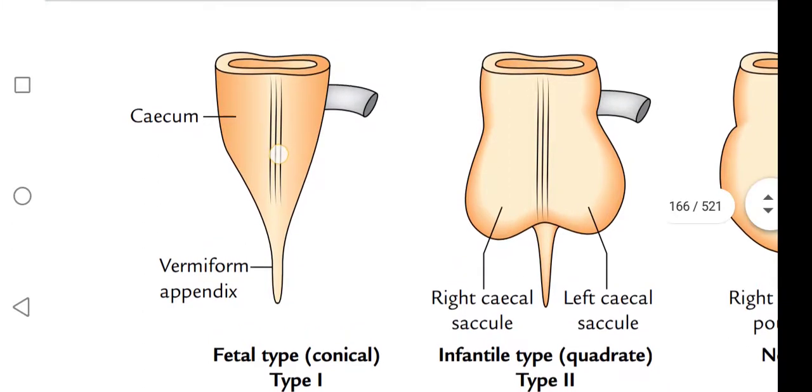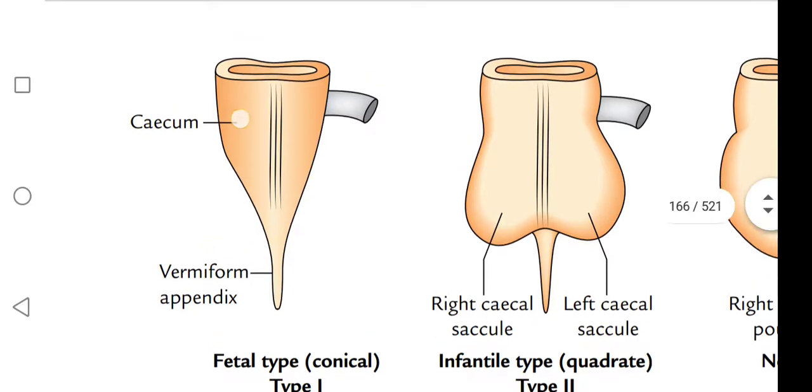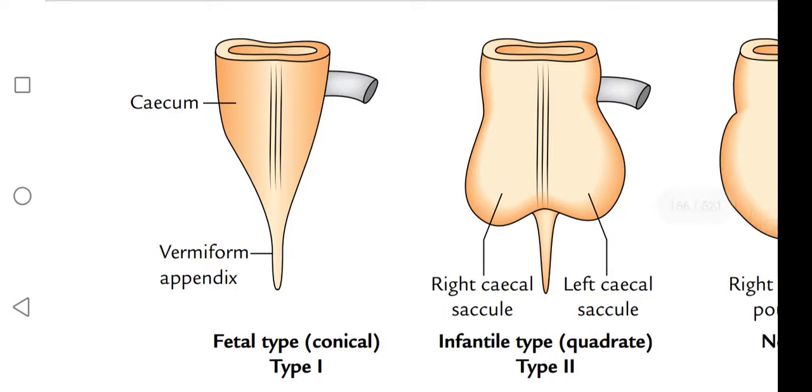This is the fetal type or conical type cecum. Cecum is conical in shape. You observe this, it is conical in shape, and the vermiform appendix is attached at the apex of the cecum. They show you here, guys, this is the vermiform appendix.